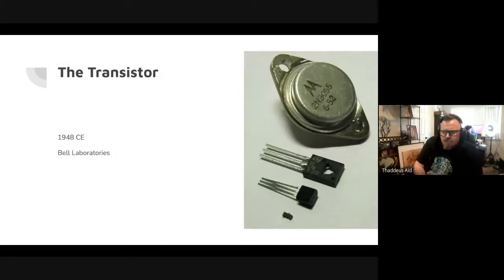Jumping forward to 1948, we are in the early post-war period. We're now in New Jersey at Bell Laboratories. Of course, everybody should remember that Bell at the time had a countrywide monopoly on telecommunications. And so they also had a huge research and development laboratory, Bell Laboratories, where just tons of really cool stuff came out of, like the transistor.